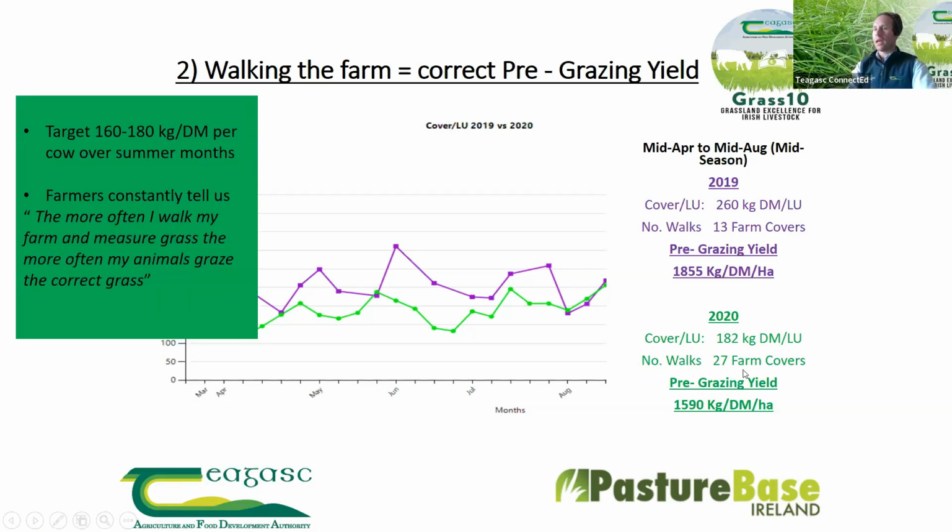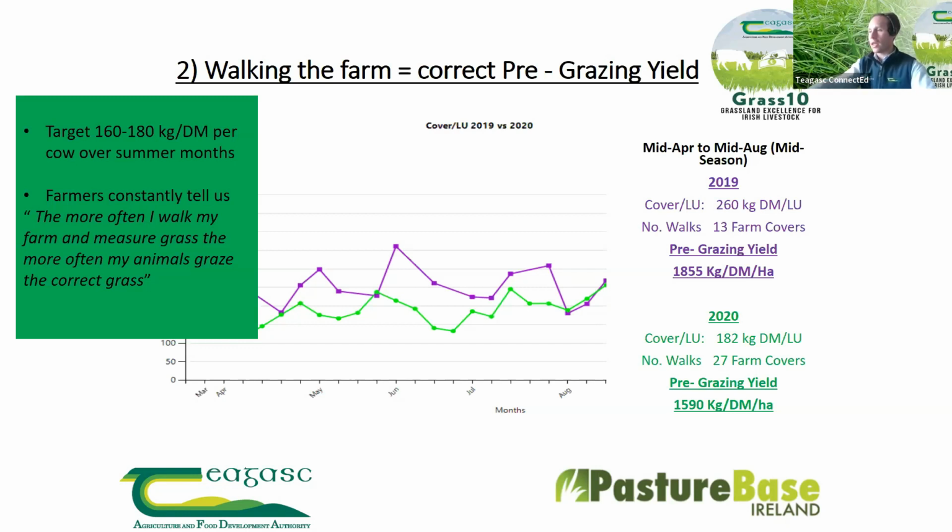Back to what John said earlier, the more often that I walk my farm and measure grass, the more often my animals graze the correct grass. This is the same. We had another example of a person on the dry stock side of the house as well, who had the exact same graph as that, and it was just by a little bit more attention to detail on the farm, walking the farm a little bit more.